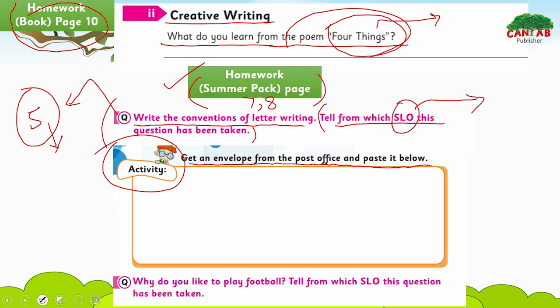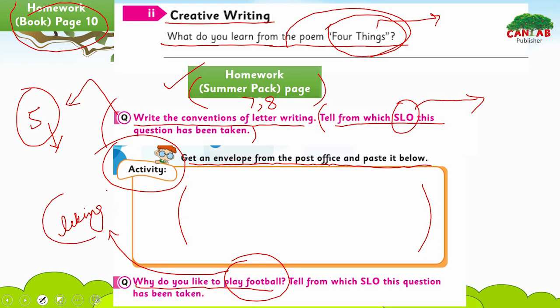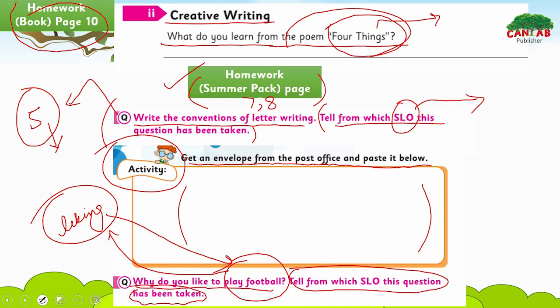The next one is an activity. You have to get an envelope and paste it here. The next one is, why do you like to play football? Here you have to write your liking of playing football, and you have to tell from which SLO this has been taken. So basically your creative writing will improve here.